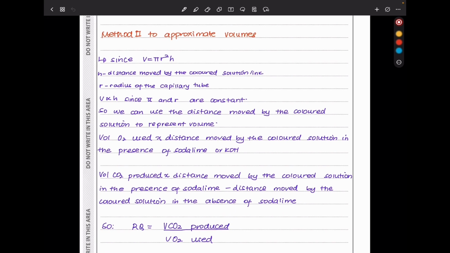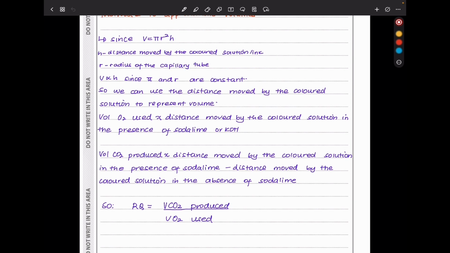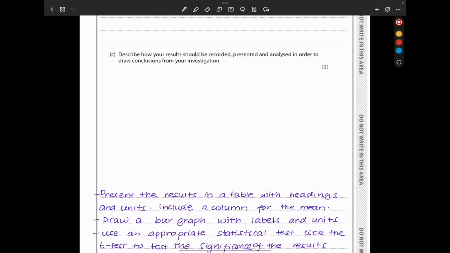Volume of oxygen used is proportional to the distance moved by the colored solution in the presence of soda lime or potassium hydroxide, whichever you choose. So the volume of carbon dioxide produced will equal the distance moved by the colored solution in the presence of soda lime minus the distance moved by the colored solution in the absence of soda lime. In the end, respiratory quotient can equal the volume of carbon dioxide produced divided by the volume of oxygen used.